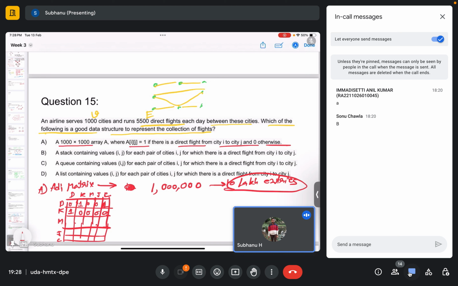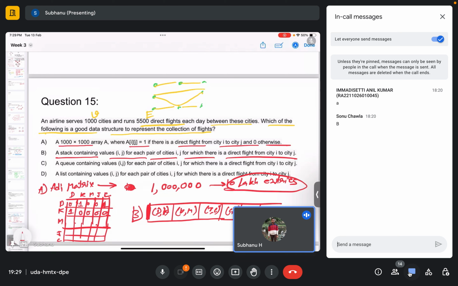So then our option is a stack containing values ij for each pair of the cities ij for which there is a direct flight. So the second option B is suggesting to create a stack. Now, what should be in this stack? A stack containing ij for each pair of cities, like ij for Delhi to Kolkata, Kolkata to Mumbai, Jaipur to Chennai, Chennai to Mumbai. So you have to put it like this.